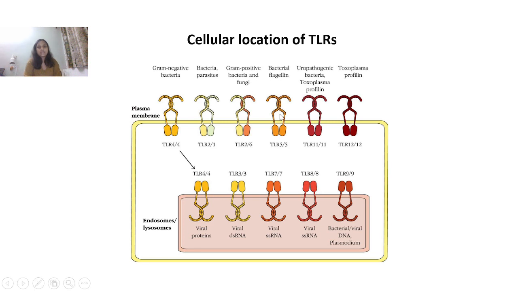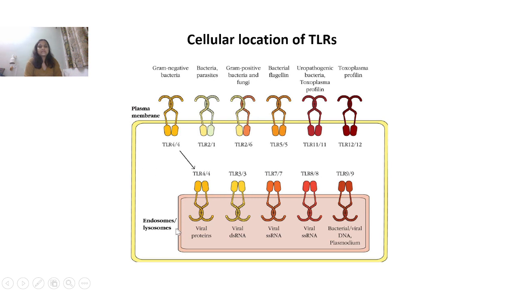This TLR5, which is forming a homodimer, recognizes bacterial flagellum. Then this TLR11, 2 TLR11, which is forming homodimer, can recognize toxoplasma and uropathogenic bacteria. Then TLR12 can recognize toxoplasma profilin.